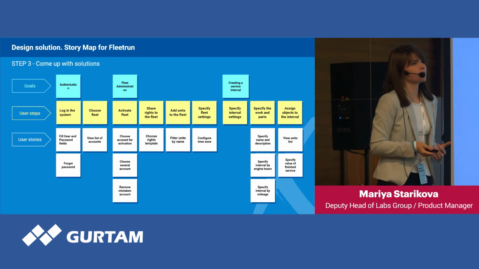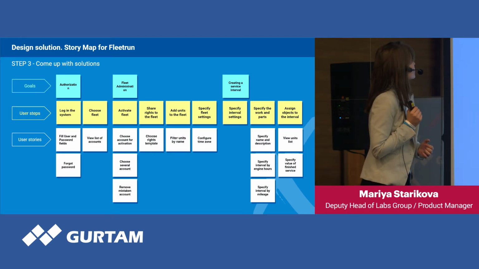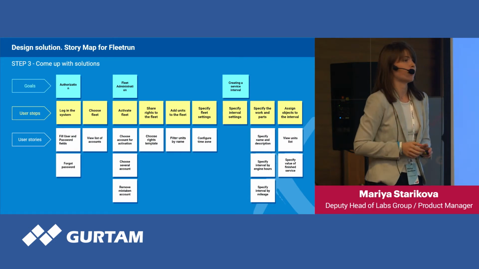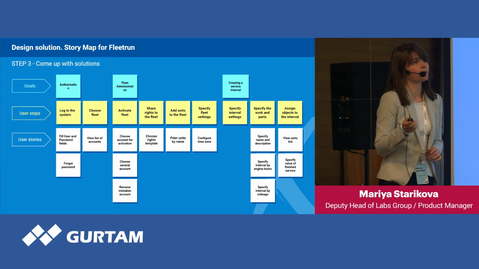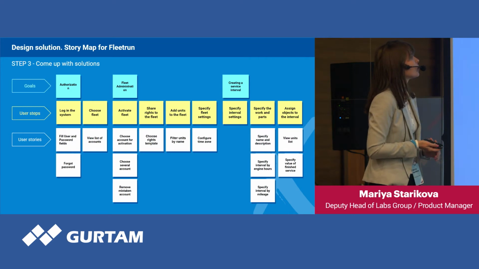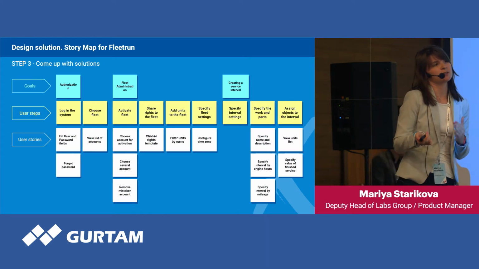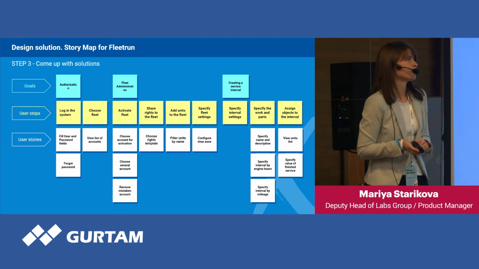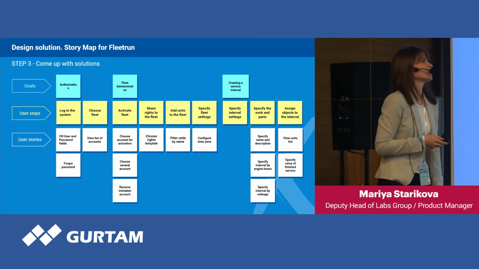And the last is a small and minimal story, which is actually then given to development. If we take as an example the specifying work and parts step, we see that the user story is specify name and description. So it usually should be very, very small, and this is what our developers get in order to understand what they need to do.